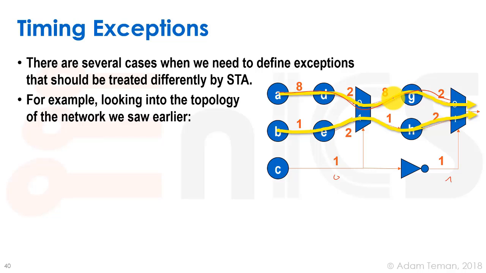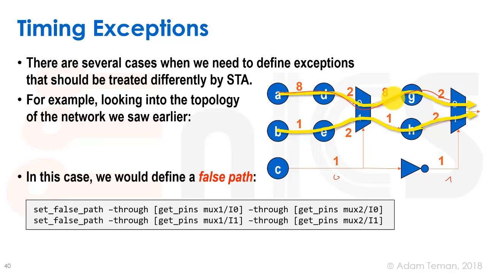So if we want to define such a thing, we have to define these two paths as a false path. How do we do that? Well, we use from, through, and to. So from our start points, to our endpoints, and through are any internal pins that we have in the design. So how would we do that?